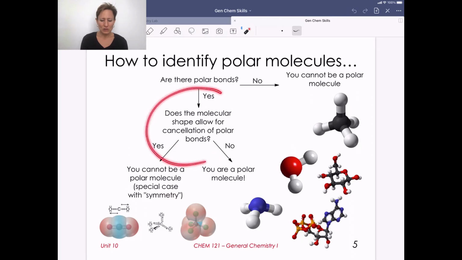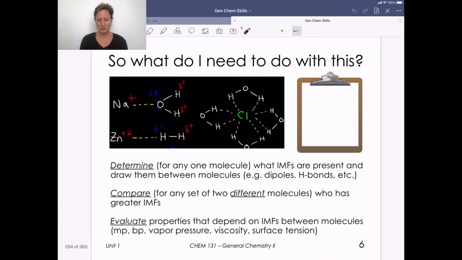So does the molecular shape allow you to cancel those polar bonds? If the answer is yes, then you can't be a polar molecule, right? So here's a couple of examples of polar bonds but not polar molecules. Go back and review that content if you need to before we move on to this, because we need to make sure that we're able to identify polar molecules.